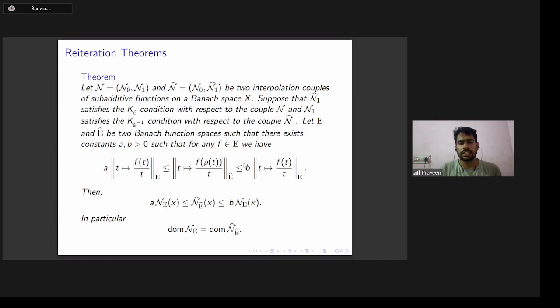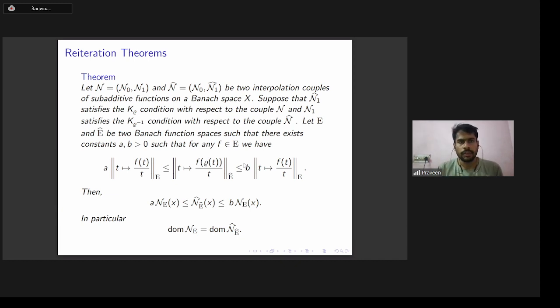So when all such assumptions or conditions are satisfied, then the interpolation space associated with the first interpolation couple with Banach function space E is equivalent to the interpolation space corresponding to the second couple with Banach function space E hat. That means basically that their effective domains are equal. So if we interpolate between these two couples with different Banach spaces that satisfy some kind of property, then their interpolation sets are equal.